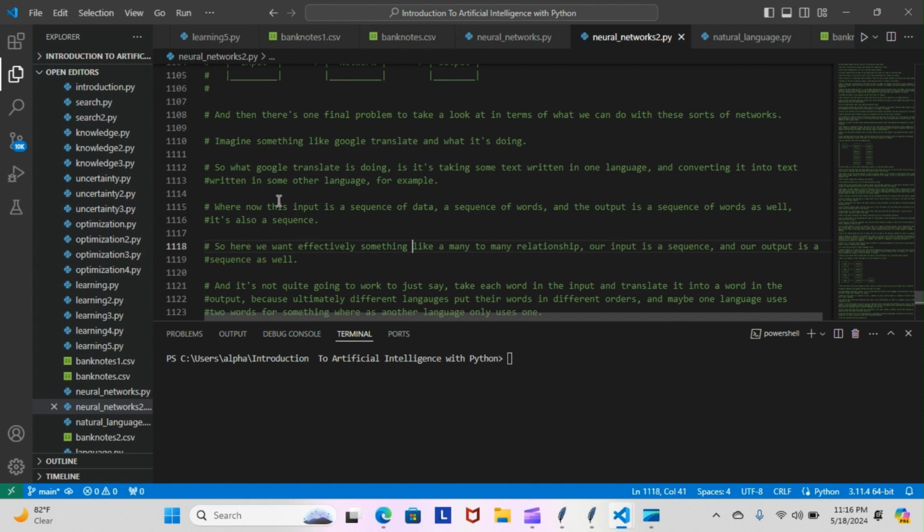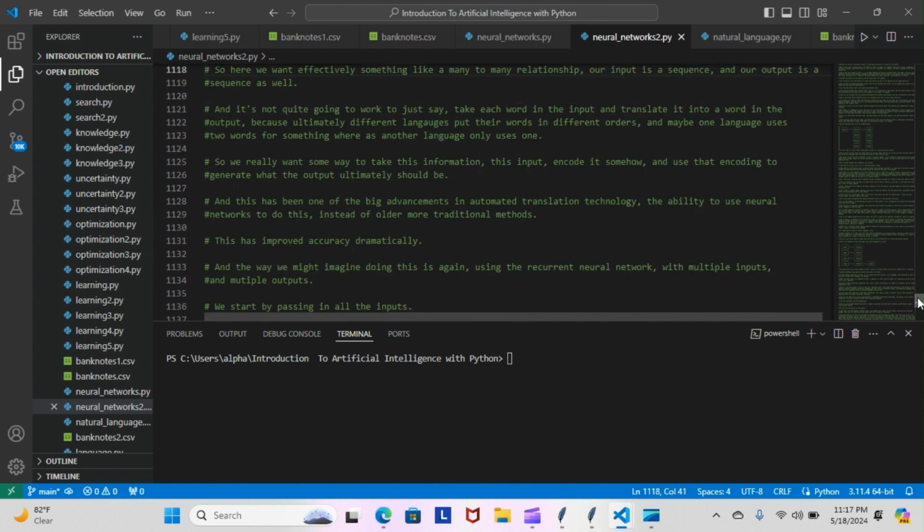For example, where now this input is a sequence of data, a sequence of words, and the output is a sequence of words as well. So here we want to effectively do something like a many-to-many relationship. Our input is a sequence, and our output is a sequence as well. It's not quite going to work to just take each word in the input and translate it into a word in the output, because ultimately different languages put their words in different orders, and maybe one language uses two words for something whereas another language uses one word.